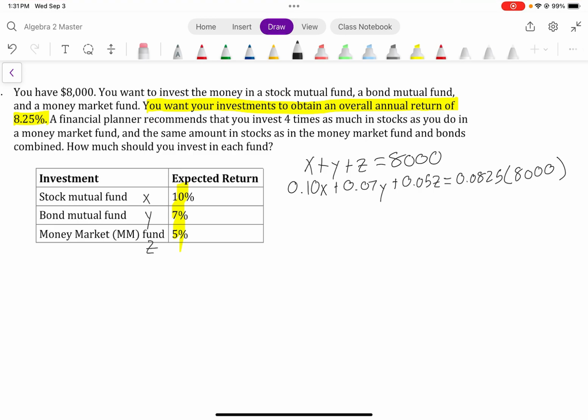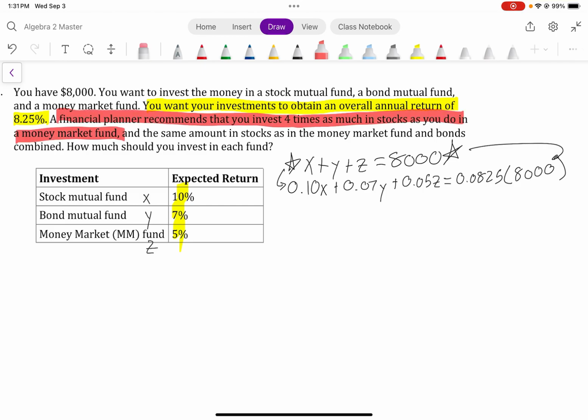So I did the same pattern. The return that I'm trying to get times how much money I had. This is why I'm not actually using this equation. It's buried inside of this one. I'd be kind of repeating myself if I were to use it, because the X, the Y, and the Z add up to be the 8,000. The next 2 equations I'm going to need, I have 3 variables, I need to have 3 equations, is going to be based off of this next sentence.